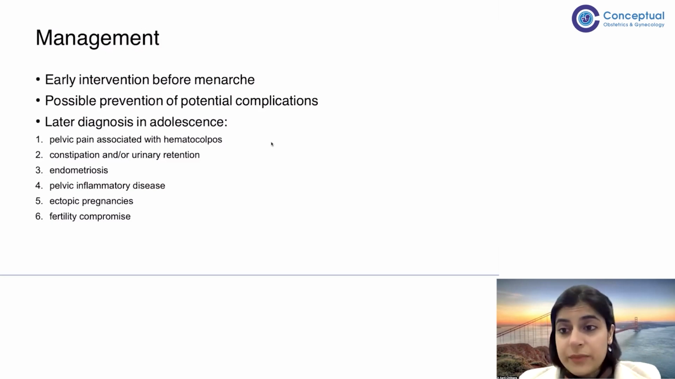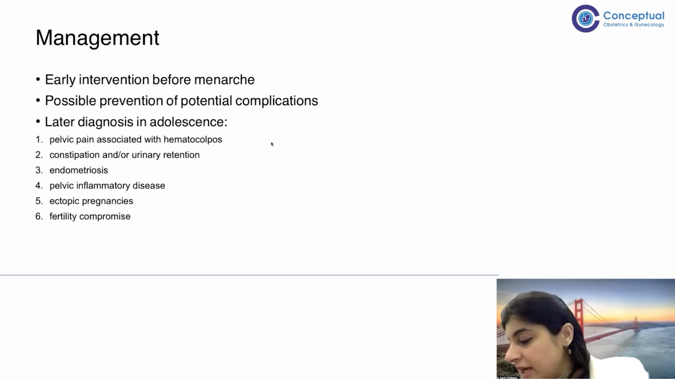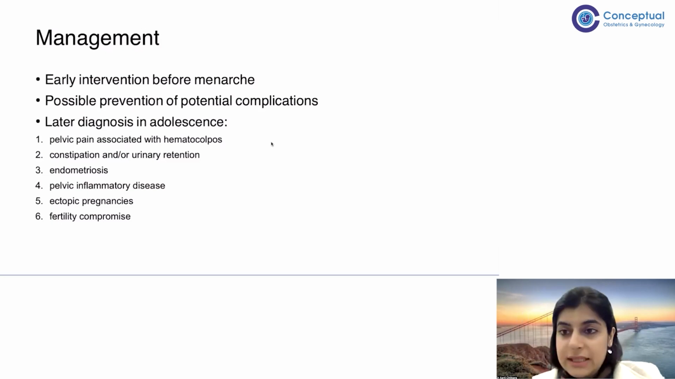If you miss it at an early stage and you diagnose later during adolescence, what are the possible complications that can happen? Patient might come to you with pelvic pain associated with hematocolpos. There could be constipation because of pressure on rectum. There could be urinary retention. There could be endometriosis, PID, ectopic pregnancy, and fertility compromises can happen. So that's why it's important to diagnose and have an early intervention in these patients.